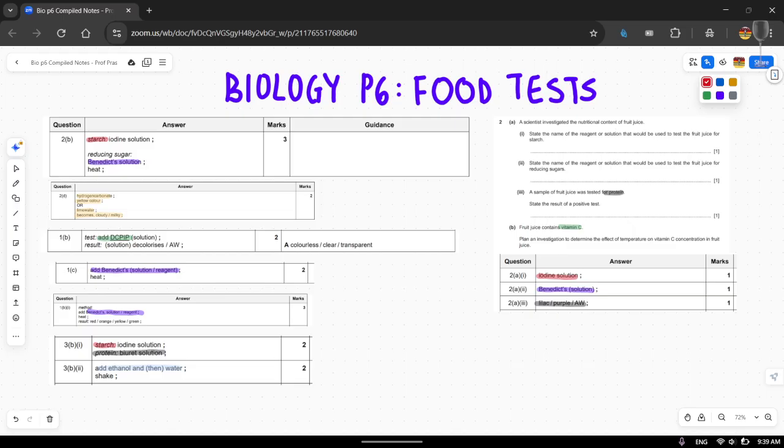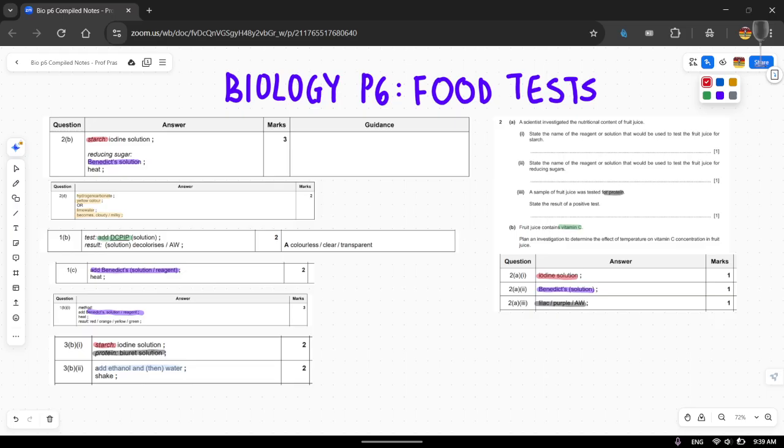Now, the most repeated and the most common one they ask is the test for reducing sugar. Reducing sugar is basically glucose. The reason they ask it so many times is because many people just write Benedict's solution and leave the answer like that. That will just get you the 1 mark. In order to get the second mark, you have to say heat it as well. So the test for reducing sugar is Benedict's solution and then you heat it.